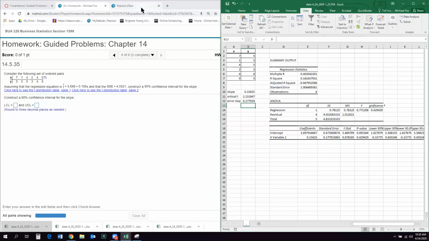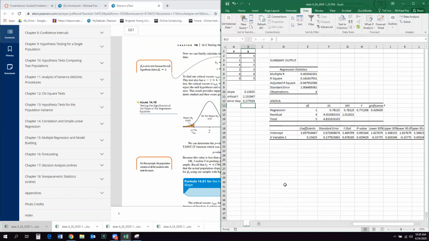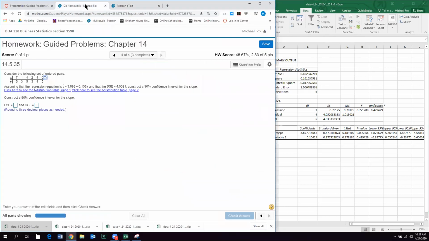Once we have that, we can look back and say, okay, it's the slope plus or minus the critical t times the error of the slope. So it equals the slope plus this times this, and the slope minus.